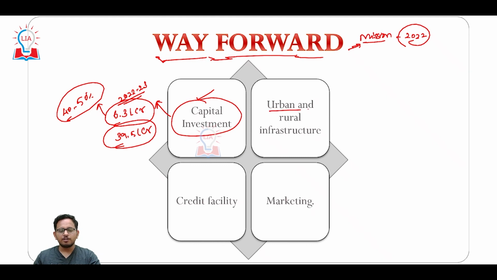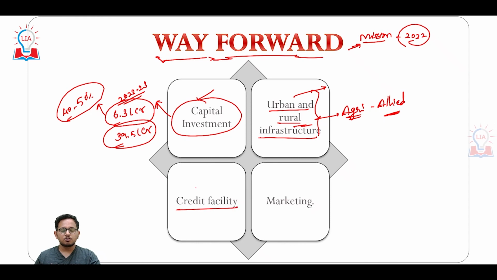Next one, we need to have more focus towards urban and rural infrastructure. Urban infrastructure in terms of roads, bridges, rural infrastructure when it comes to agriculture and allied services. We need to have more urban and rural infrastructure related to agriculture. Next thing that is of utmost importance is providing credit facility.